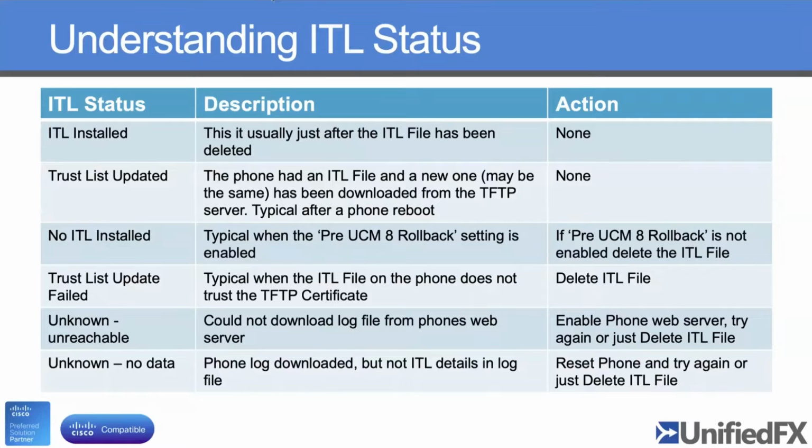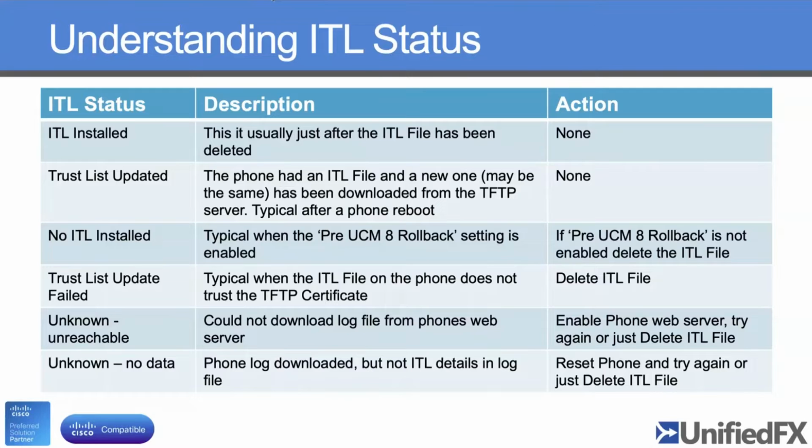If you get the third row, which is called no ITL installed, that might be by design, because maybe you've set, for example, the pre-UCM8 rollback setting. That's the enterprise parameter. You may have done that to try and disable ITL files. So maybe that's what you've chosen to do, and if you have, then that's all fine. But if it's not what you did, or you didn't enable pre-UCM8 rollback, then you might have an issue. And again, the safe bet is just to delete that ITL file.